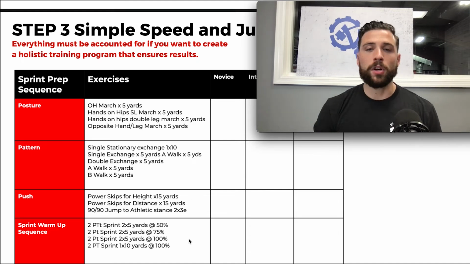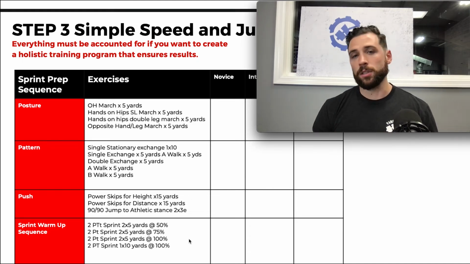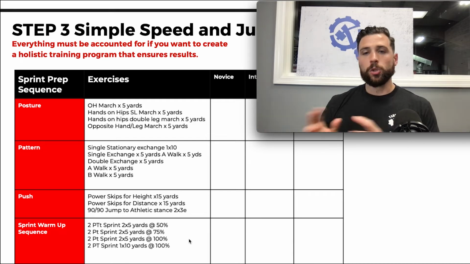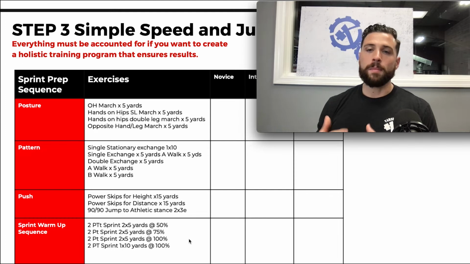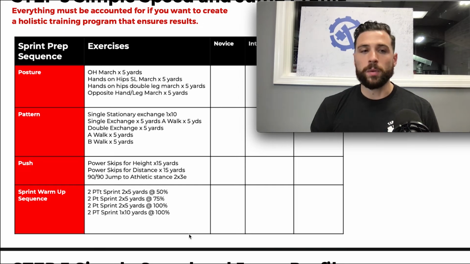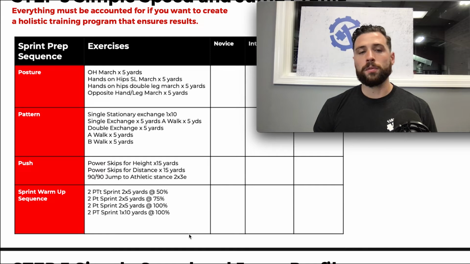The next part of our assessment is our speed and jump profile. And I put simple here because there's two parts to this. Number one, you have to remember, what do you have access to? So our sprint prep sequence here, we have our posture and pattern push and our sprint warm-up sequence. We have different exercises. Part of our postures are overhead march, hands on hips double leg march, opposite hand and leg march.